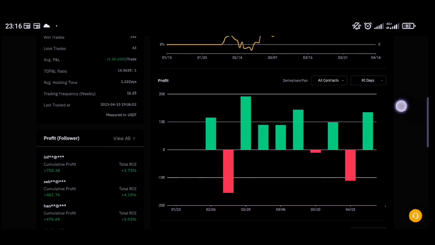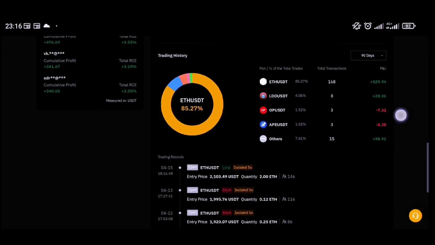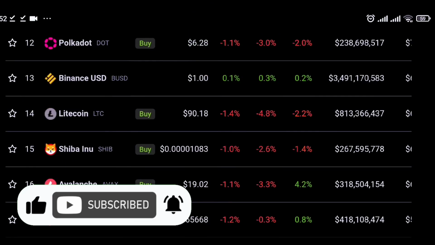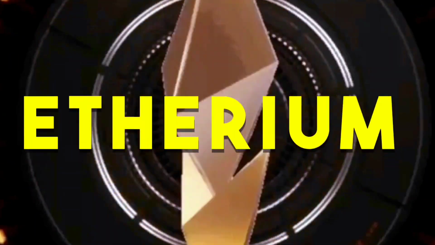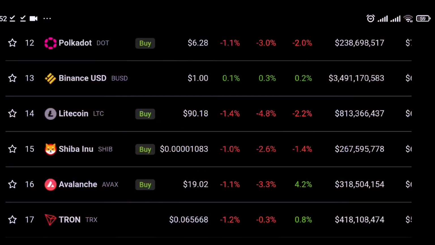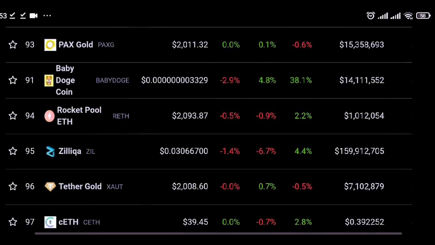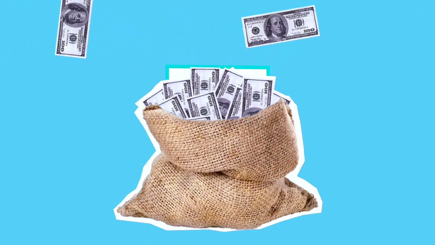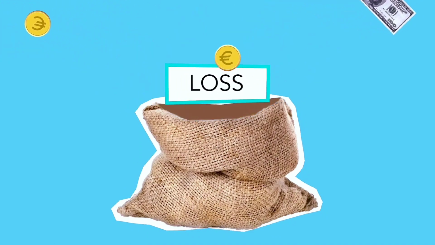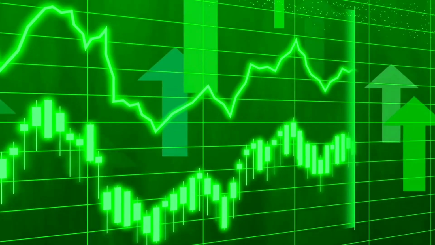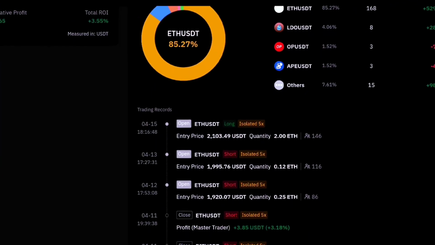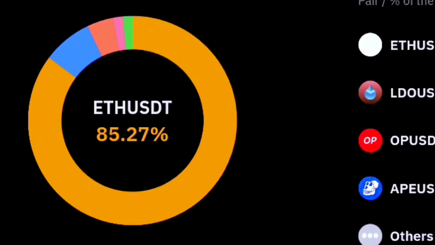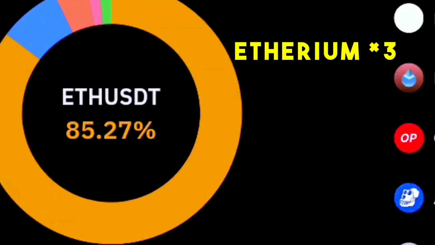It's also good to see the type of tokens that the master trader chooses to trade on. It's good to see that your master trader is actually choosing blue chip tokens like BTC, Ethereum, LTC, and others. When your master trader mostly picks degen tokens, this automatically means that you can easily lose your money when you choose that type of master trader, because these other tokens are so volatile. So you can see our master trader here mostly trades Ethereum. We are okay with choosing Ethereum. So 85% of his trades are actually Ethereum.